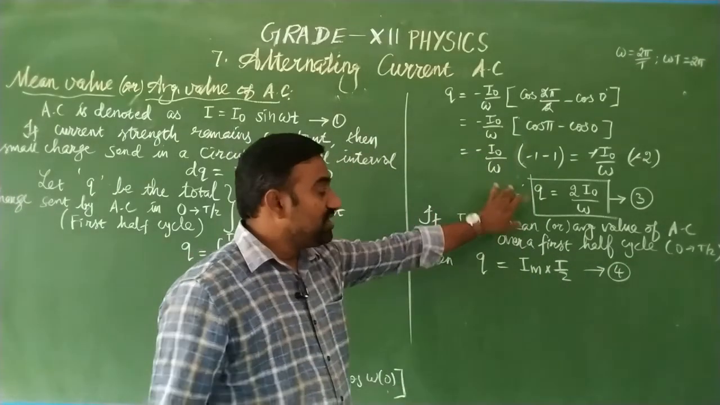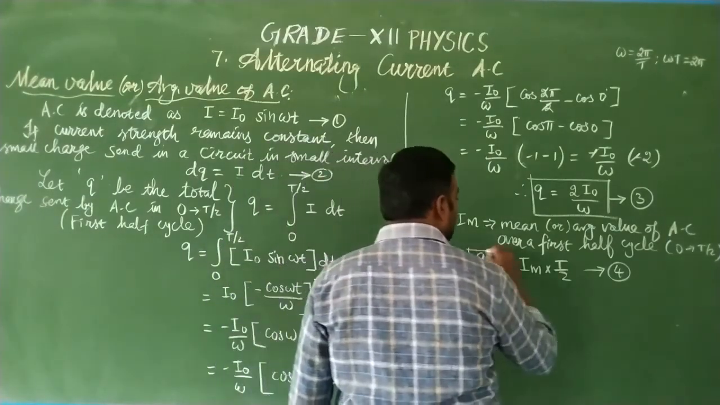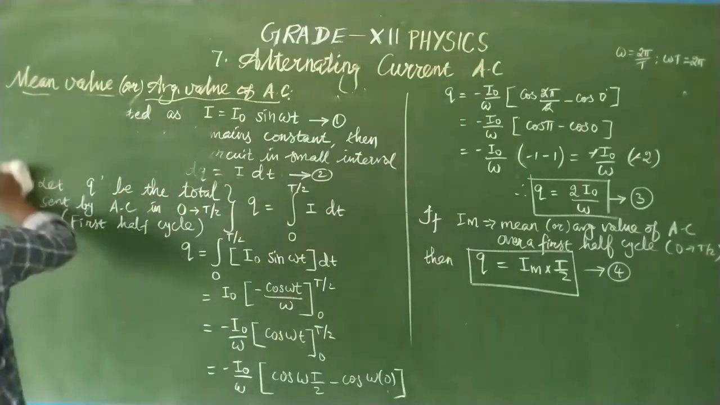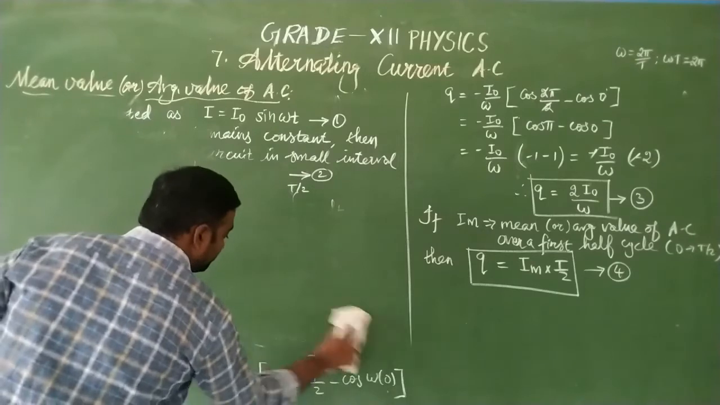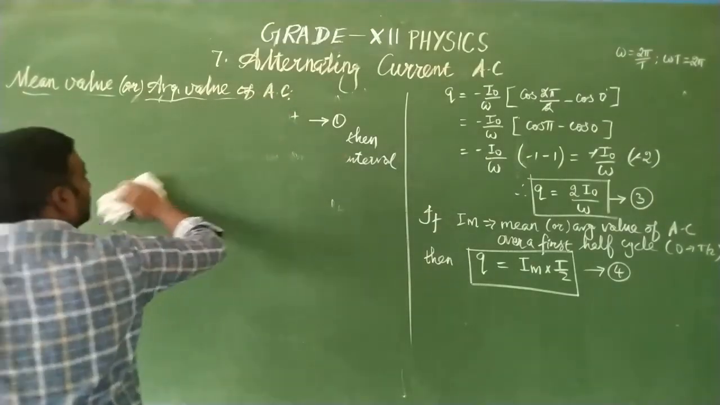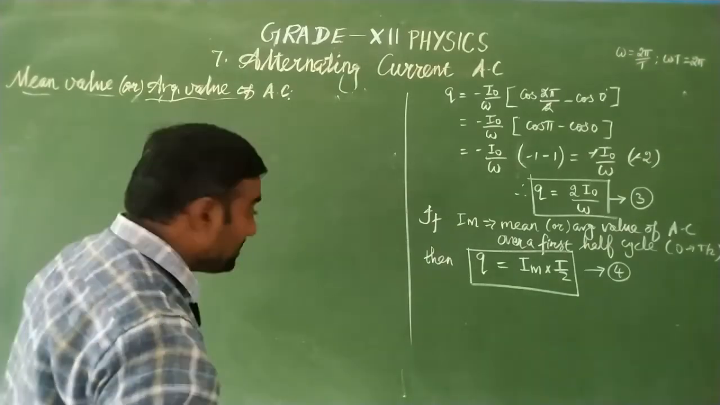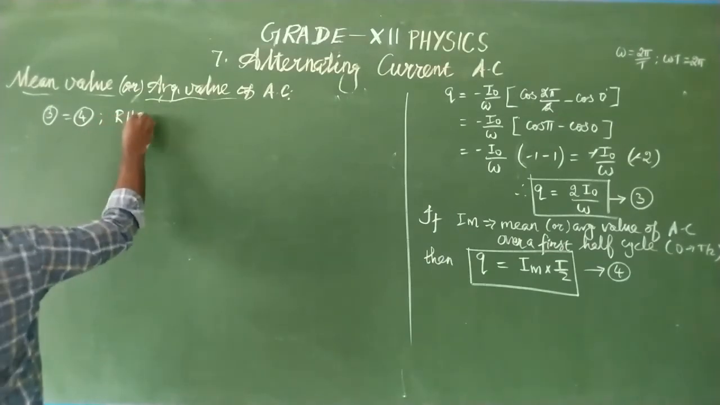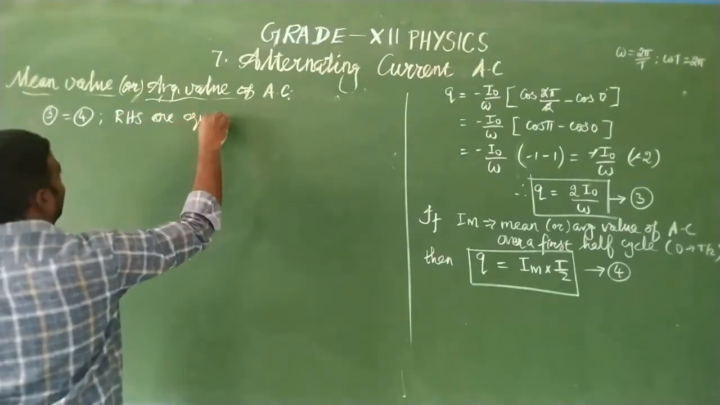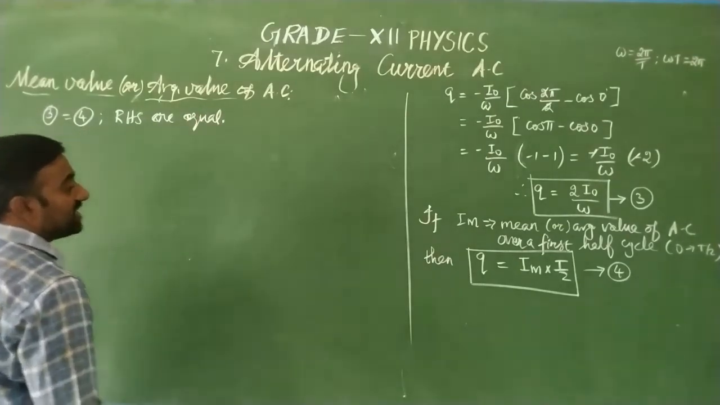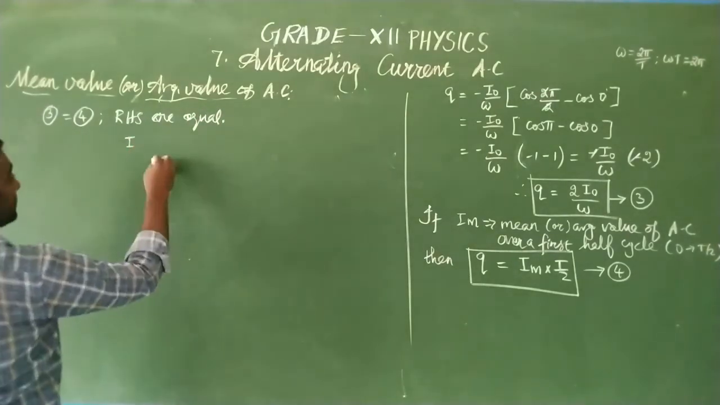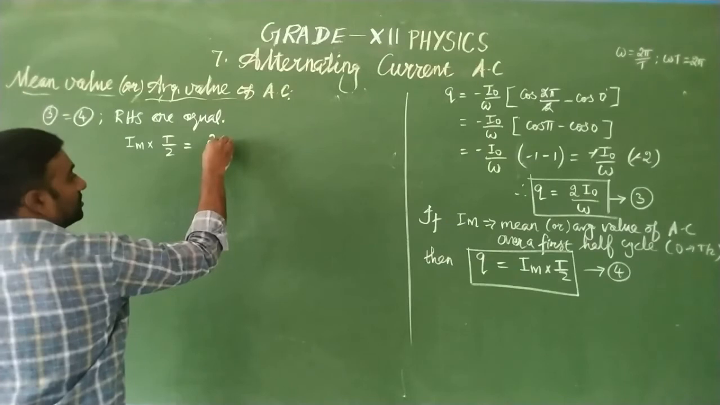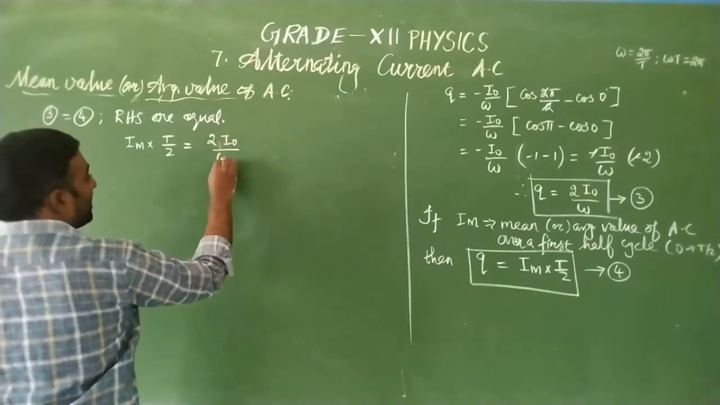Compare these two equations 3 and 4. On comparing these two equations, which sides are equal? Left hand sides are equal. Automatically we can equate the right hand sides. So equating the right hand side, what we have in the fourth equation, the right hand side is Im into T by 2, and in the third equation the right hand side is 2 I naught by omega.